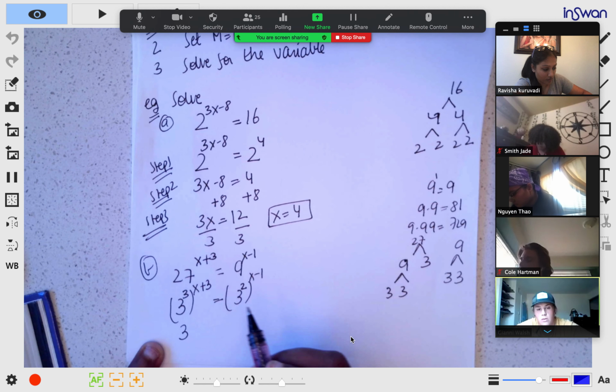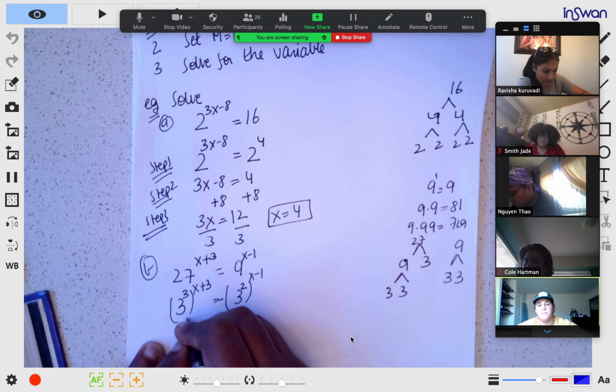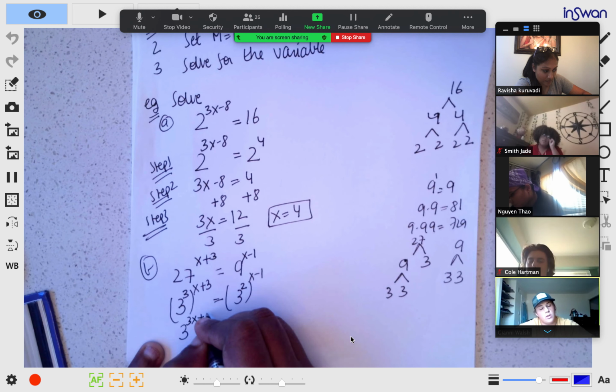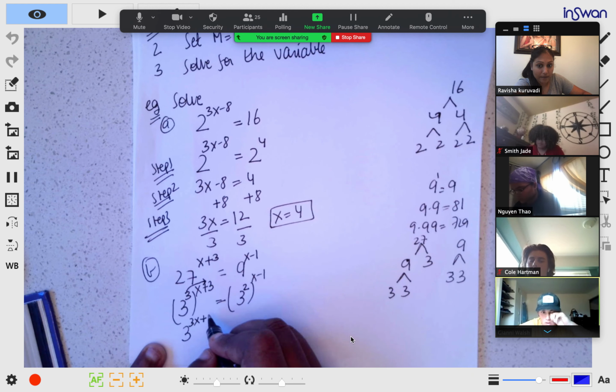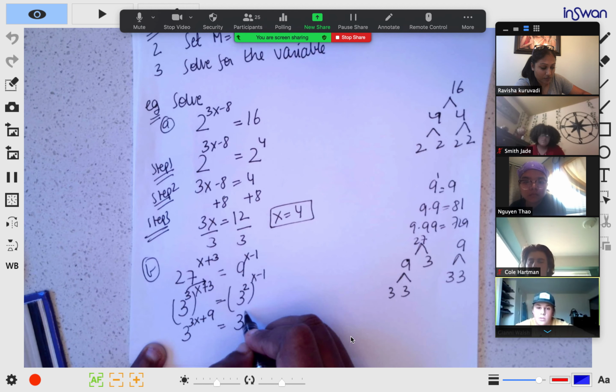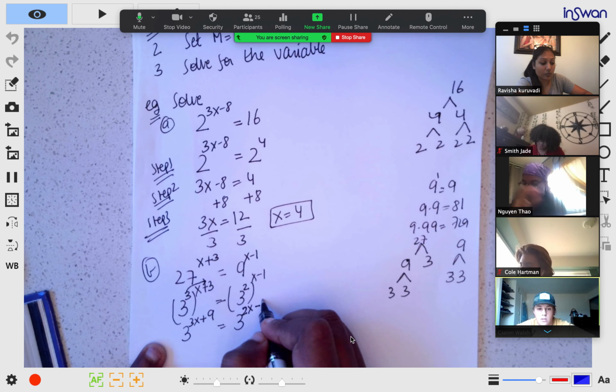So it'd be 3x, and then plus 3. No, you multiply this 3 with 9, sorry. Plus 9. Plus 9 is equal to 3 to the power of? It's equal to 3 to the power of 2x minus 2. Minus 2. Perfect. Now I'm done with step 1 here.